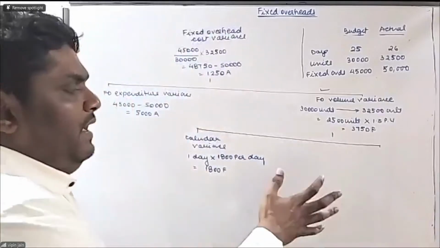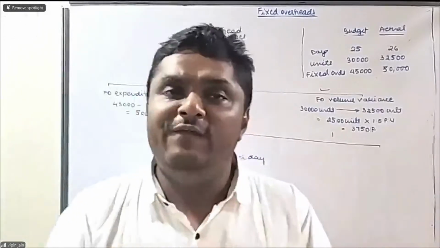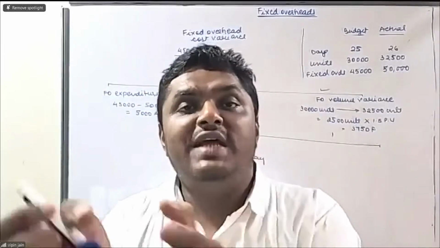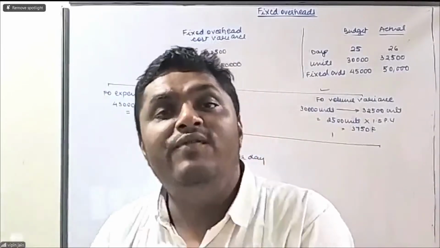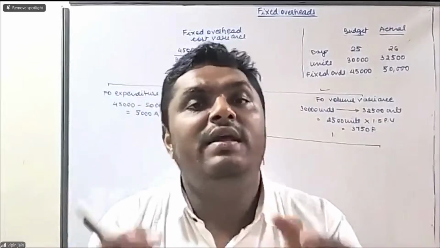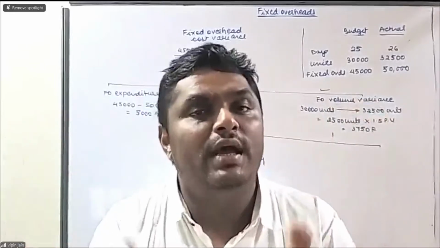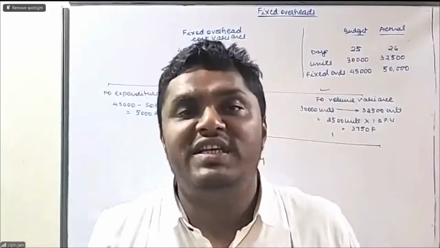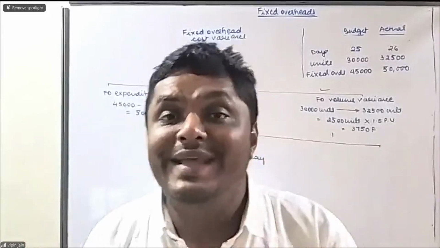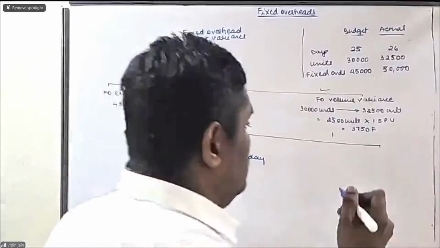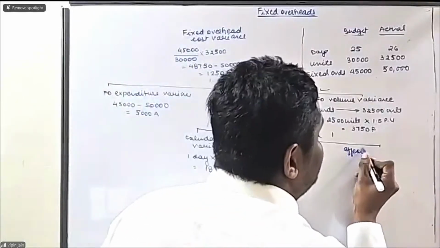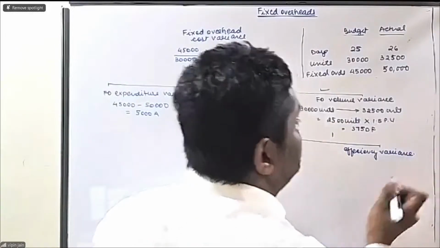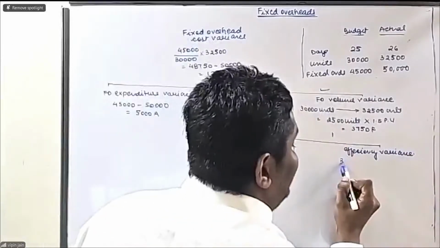So see, herein we have to calculate efficiency. What efficiency says is how much time we should have taken and how much time we actually took. The work should have been done in how many hours or how much time, and how much time did we take. Now see here in this question, no information is given as regards hours, so we will take days. So when talking about efficiency variance, we'll be taking the help of days. So see, again the same concept.